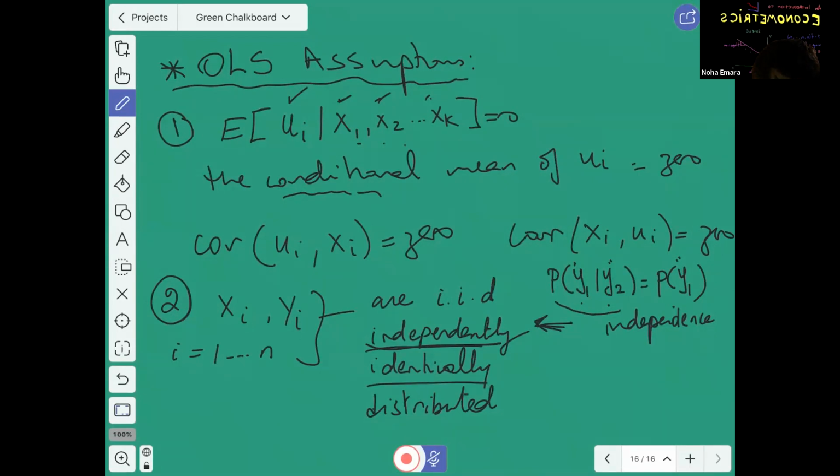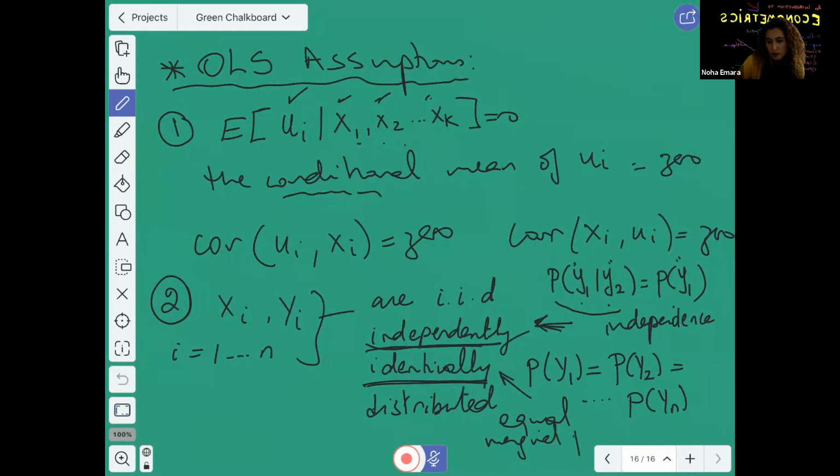What about identical? Identical actually means that each and every person has the same probability of being chosen out of the population to be part of the sample. So identical is about the probability. The probability that I pick the first individual is simply equal to the same probability of picking individual number 2, and it's equal to the same probability of picking individual number n. So identical means equal marginal probability.